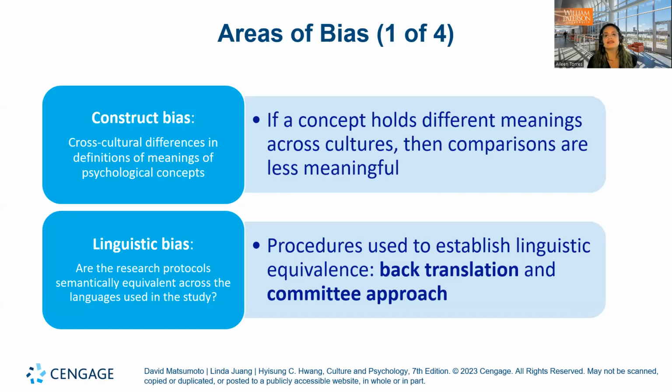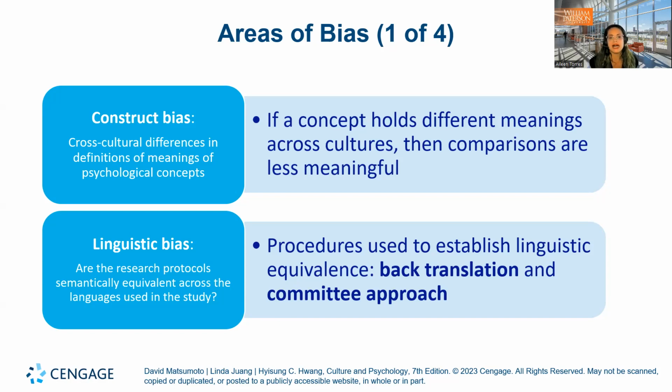First off, construct bias. This is when there are cross-cultural differences in the definitions or meanings of psychological concepts. So if I am measuring depression across cultures and depression means something very different, then that construct doesn't hold true and those comparisons are less meaningful. So if in a Western culture we're thinking about clinical depression, whereas somewhere else they might be thinking depression means something else, then that is a construct bias.